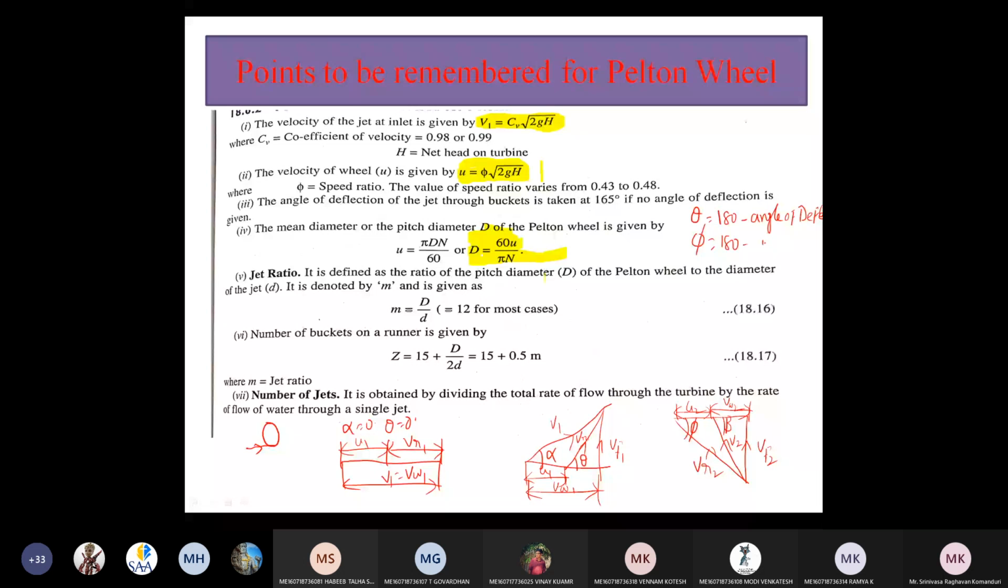And the last one is the number of jets. The number of jets is obtained by dividing the total rate of flow through the turbine by the rate of flow of water through a single jet.